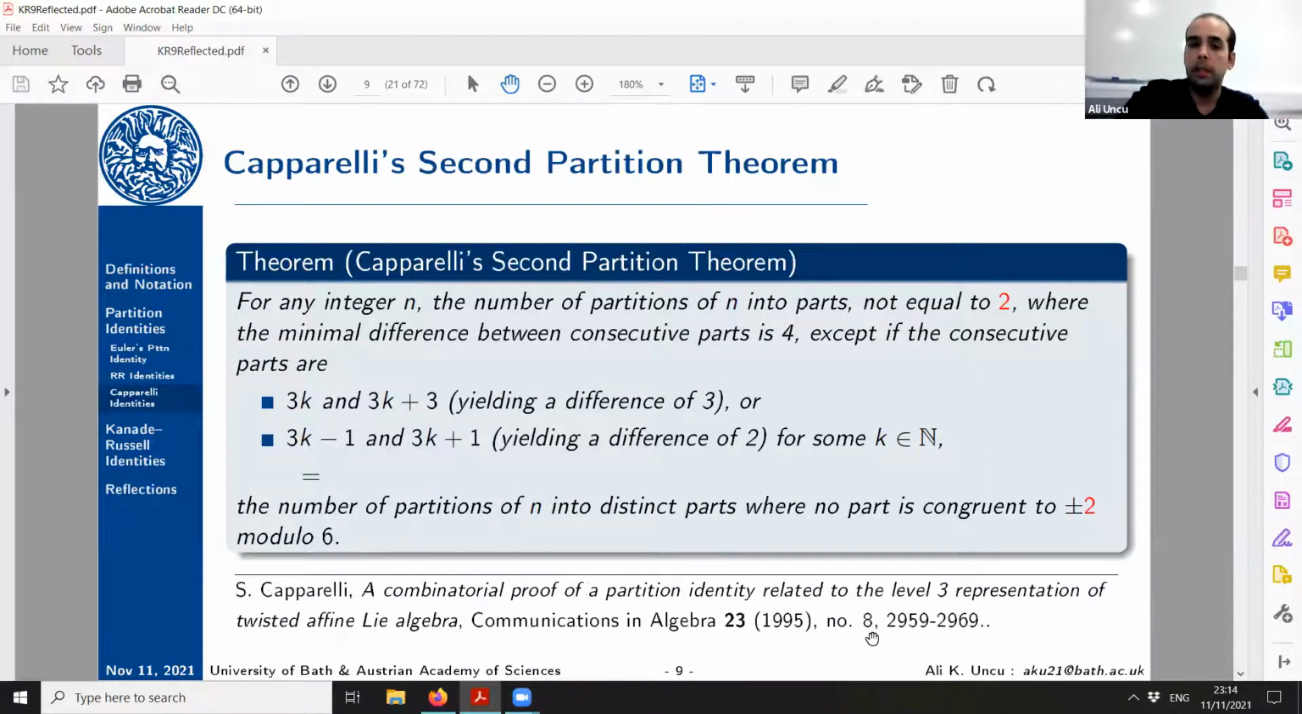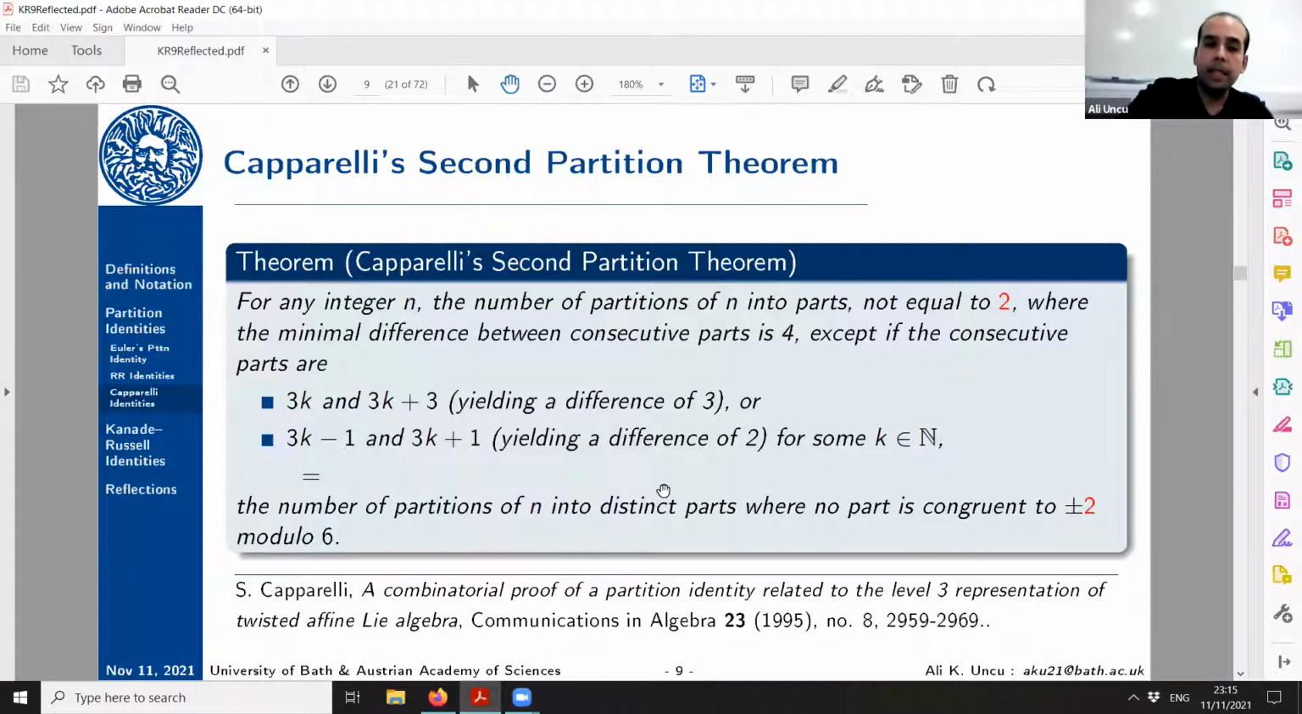Capparelli's partition theorem is the same way. So there is a secondary one. You just change something to 2 here, and the congruence conditions change to 2 again. For me, I don't know why these things come in pairs or triplets. But when these partition theorems appear, they appear in couples, in pairs or triplets, and so on and so forth.